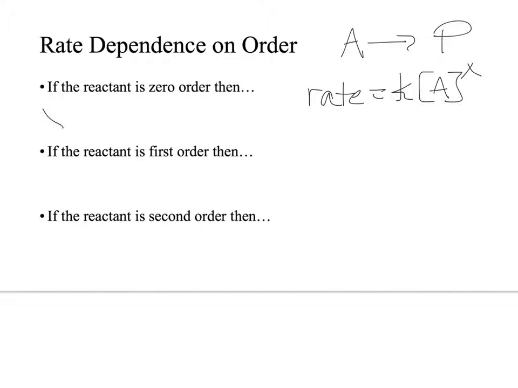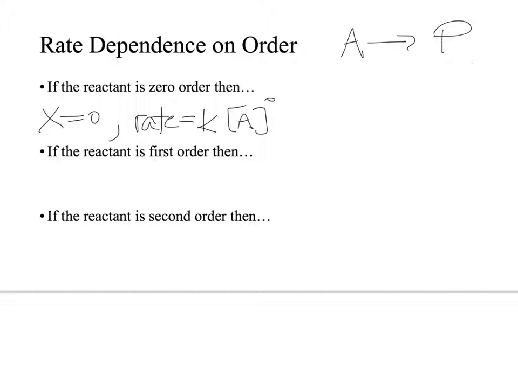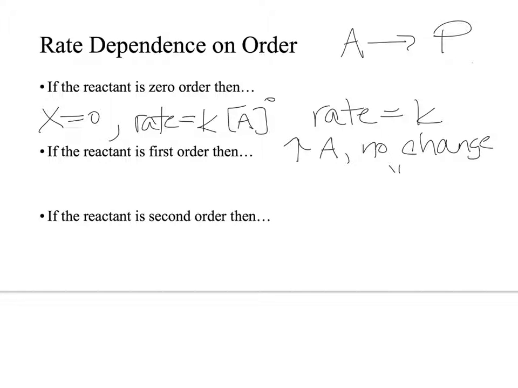So if X is equal to 0, the reaction is 0 order, then rate is equal to K times A to the 0th power, or, to simplify that, rate is equal to K. Remember that as we increase A, there is no change in rate. So that's one possibility.